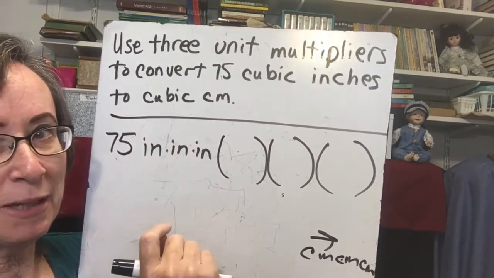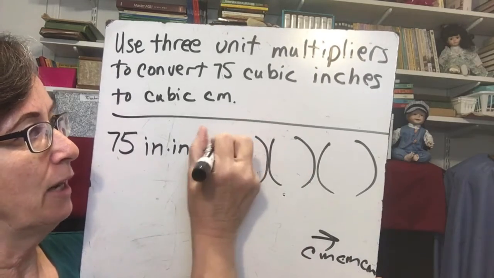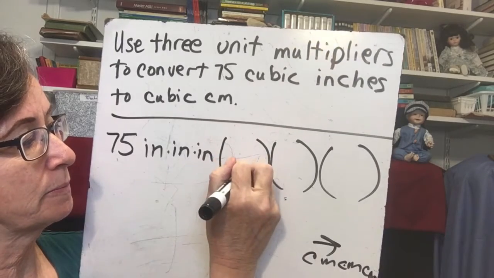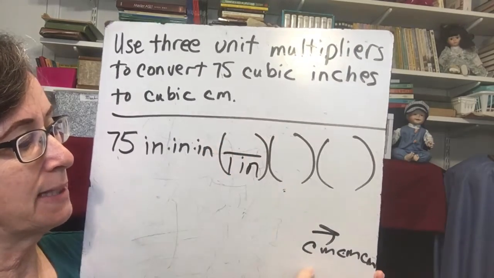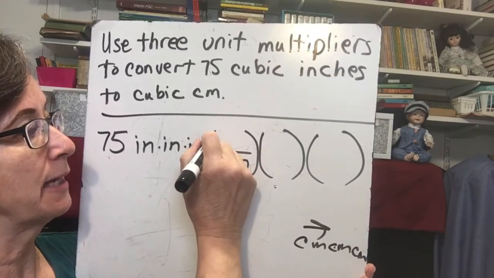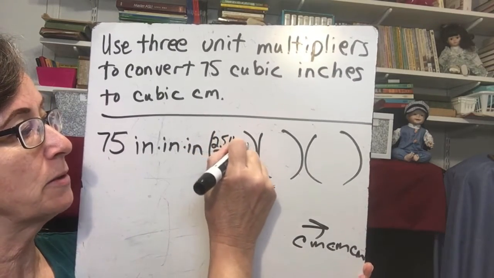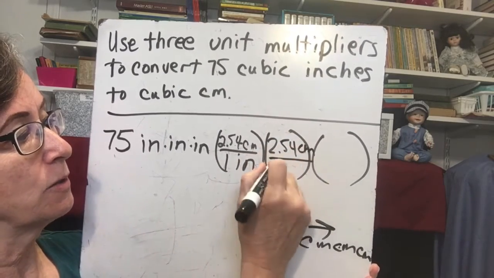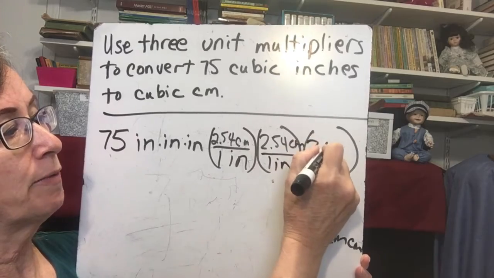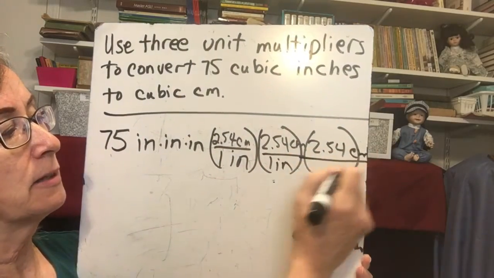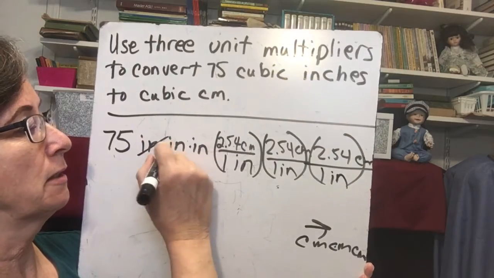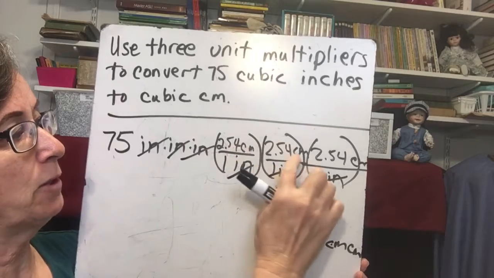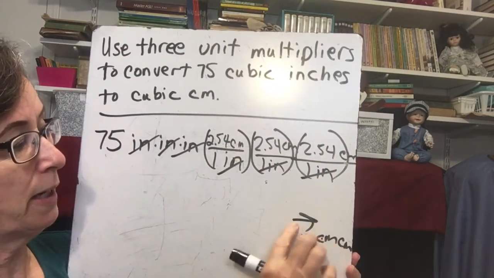And inches to centimeters has an easy conversion, right? We have 1 inch, so 1 inch should be in the bottom, because we want centimeters to wind up on top. So we're going to say 2.54 centimeters is 1 inch. 2.54 centimeters is 1 inch. Inches cancels inch. Inch, inch, inch, inch. And we're left with centimeters times centimeters times centimeters, which is what we wanted.